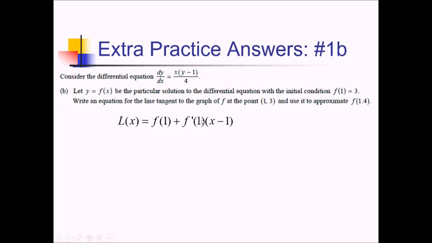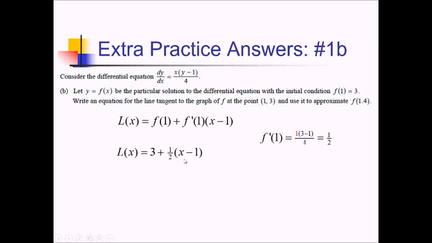So f prime of 1 up here is going to look like the x value 1 times y value of 3 minus 1 all over 4. So we're plugging in a whole point here. And then this is going to be, let's see here, 1 times 2 over 4. So that's just 1/2 if you reduce it. So plugging things back in, we have L of x equals 3 plus 1/2 times x minus 1.